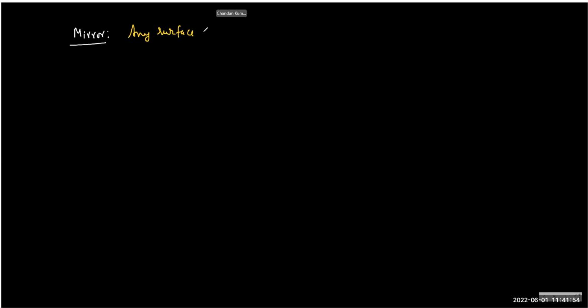So any surface which can throw back, either partially or fully, the incident energy is called a mirror.